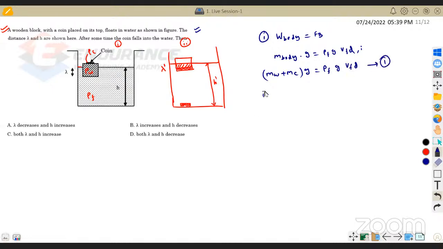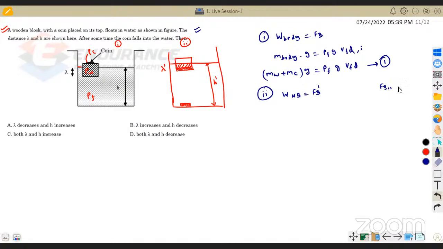Now coming to the second condition. In the second condition, the wooden block is still floating. Since the wooden block is floating, we can use the floating condition. So weight of the wooden block will be equal to the buoyancy force now. I will consider the buoyancy force as FB dash.